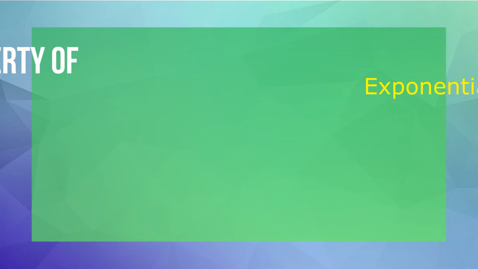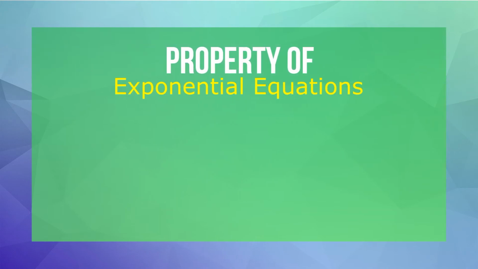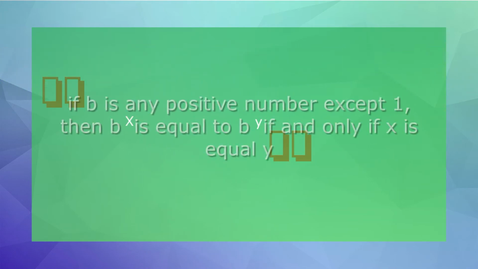Also, we need to keep in mind the property of exponential equations, which states, if b is any positive number except 1, then b to the power of x is equal to b to the power of y if and only if x is equal to y. In other words, the property states that if both sides of the equation have the same base, then their exponents are equal. Now that we know the rules of exponents and its properties, we are now ready to solve exponential equations.